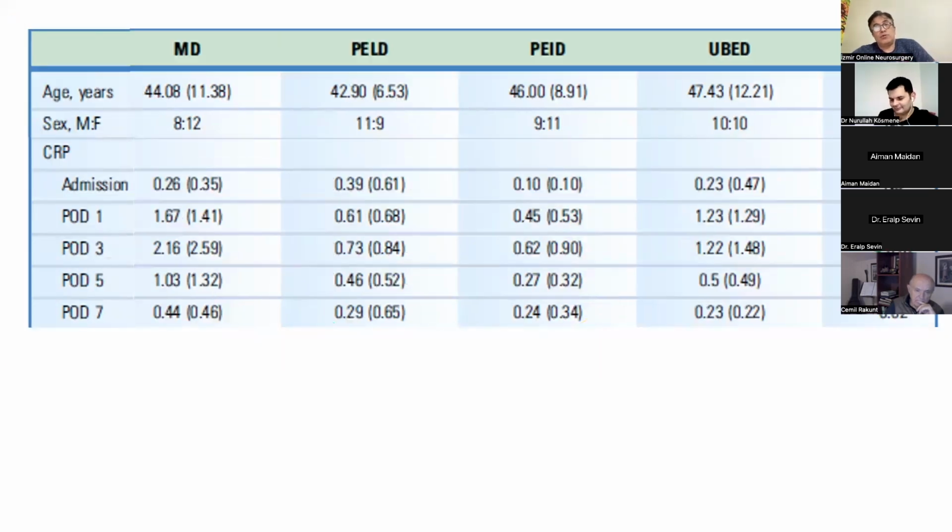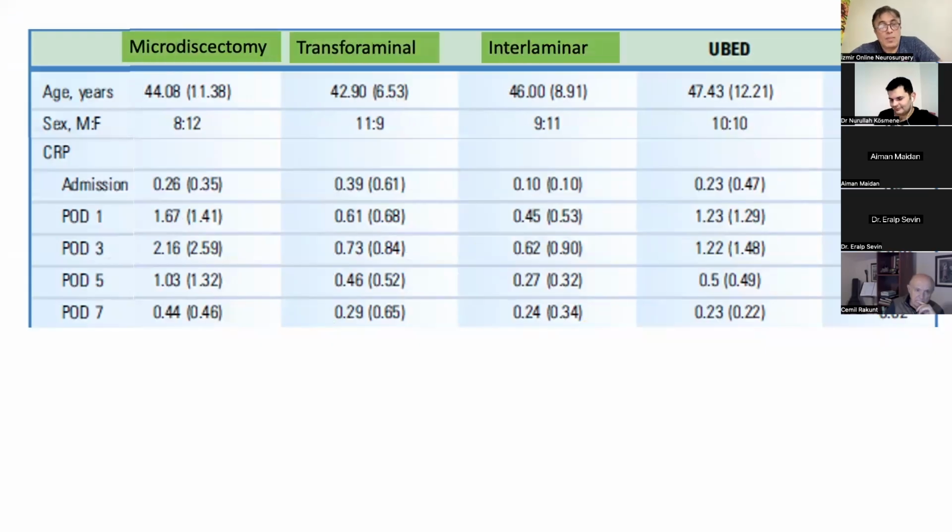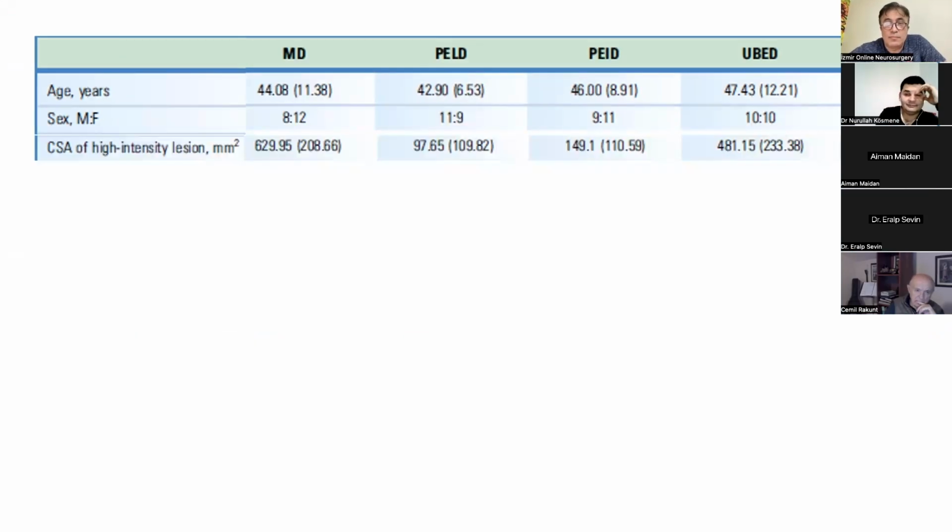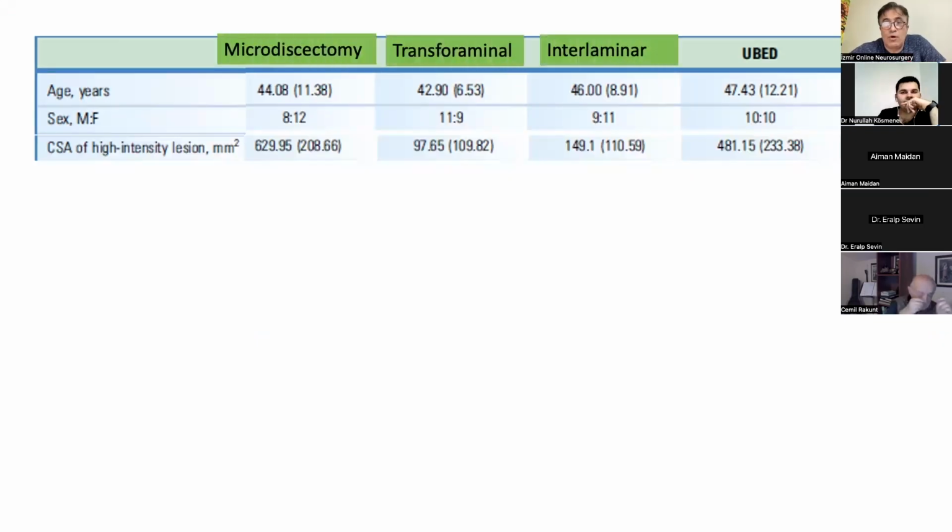When we look at the C-reactive protein values, there is a similar ranking between the groups with statistical significance in each period. When we look at the order of surgical techniques, according to increasing cross-sectional area of high-intensity lesion, a similar order was formed between the groups with statistical significance. When we look at the transforaminal technique, compare it with UBE, we see a huge difference.